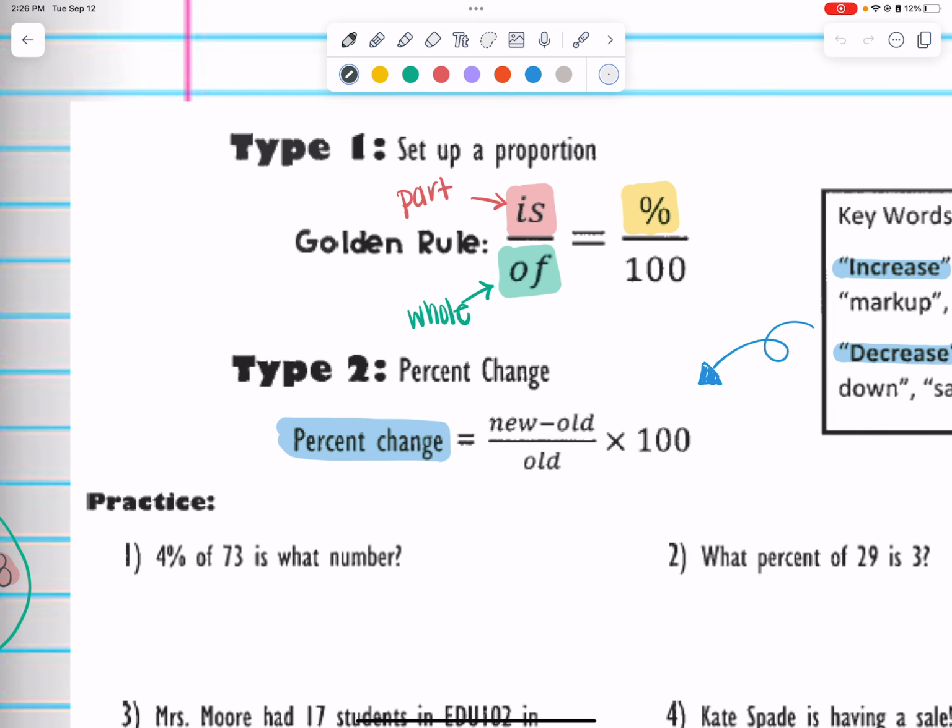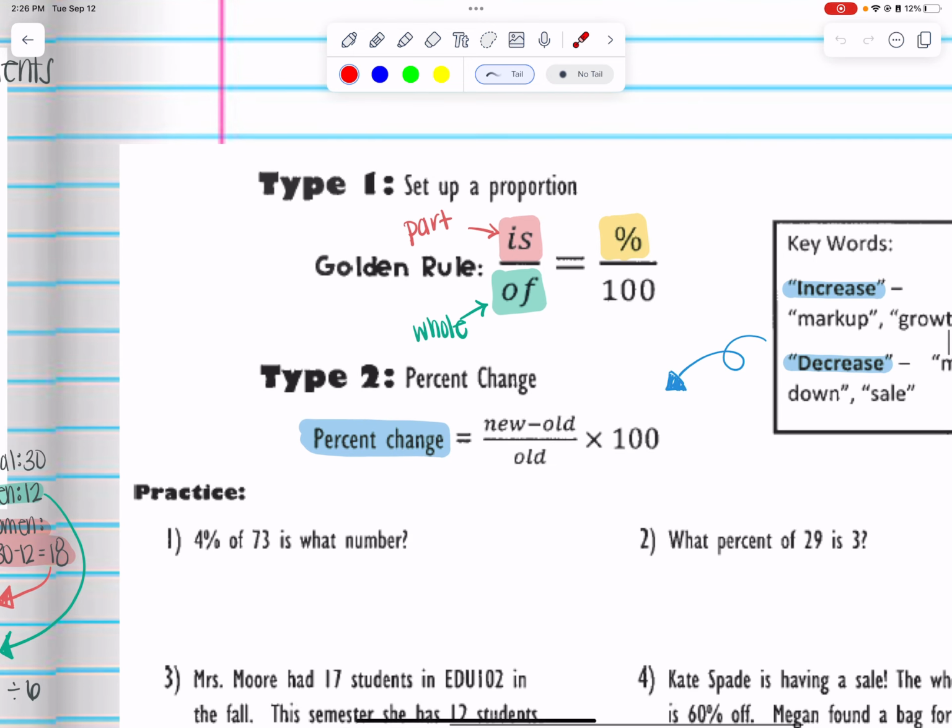Is over of equals percent over 100. You will also see it sometimes referenced as part over whole. Remember we said that percent means out of 100. So that's where that part comes from. And then the part over whole is going to be is over of. So either way, that makes sense.